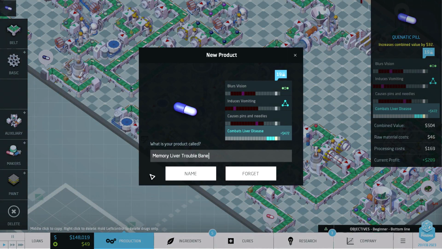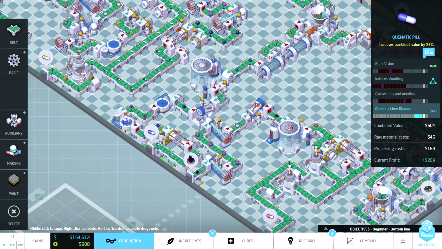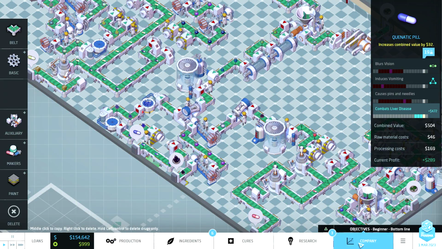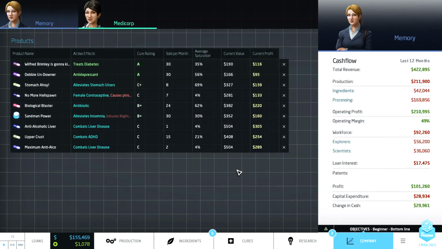All right. Liver, maximum spelling. Sometimes I can do it. Maximum anti-alco pill, I guess. Maximum anti-alco, I guess, will be the name for that. Okay, so that's good. So then if I go to company, I should see that increase, right? So anti-alcoholic liver was a C. Maximum anti-alco is still a C, but hopefully since it's maximum strength, it'll be increasing, possibly.